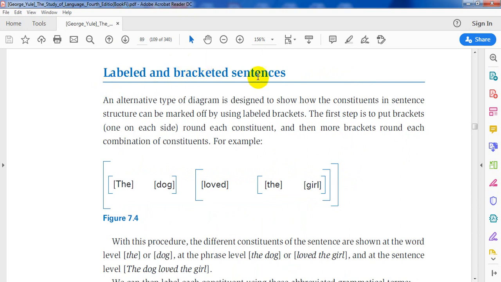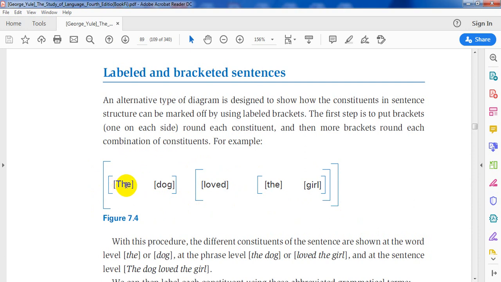Labeled and bracketed sentences. Actually, this is another way of describing sentences in English. So instead of prescribing rules, we are describing the English language as it is used by people. So we use those square brackets. You see, we have big brackets and we have small brackets.